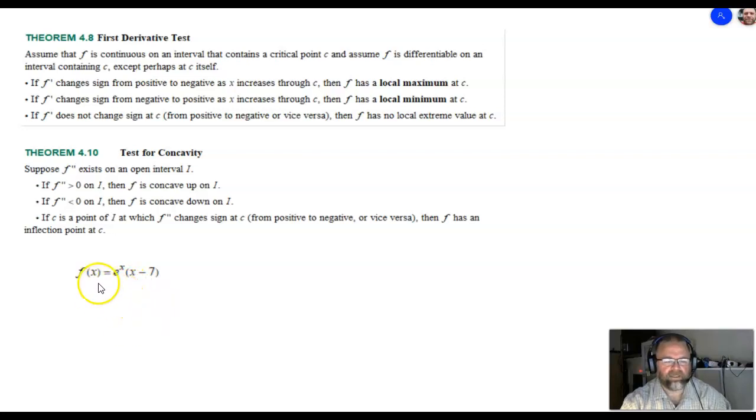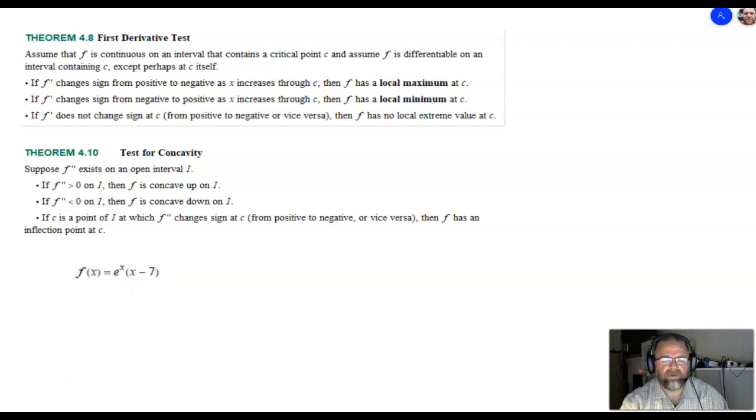Alright, let's take a look at one final one here. This one says f of x is equal to e to the x times x minus 7. And here I want to find the critical values, and then I want to use the second derivative test to check for concavity, and use those results from concavity to determine whether those critical values are local mins or local maxes or neither. Alright, so let's go ahead and work this one out. Let's see how far you can get, and then when you're ready, just unpause and we will go through the solution.